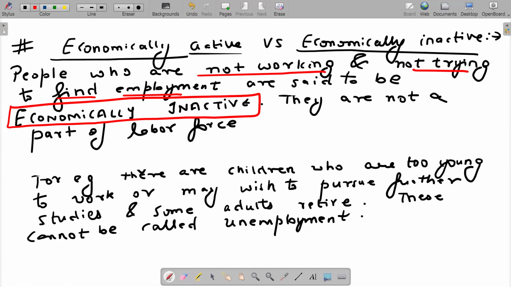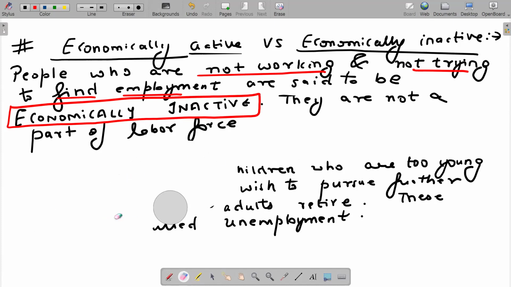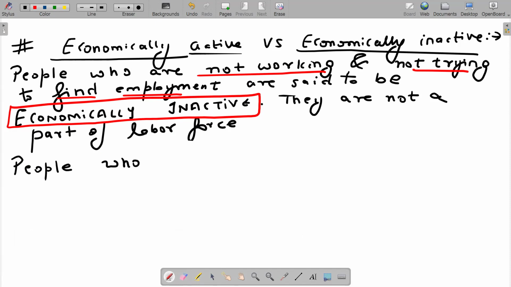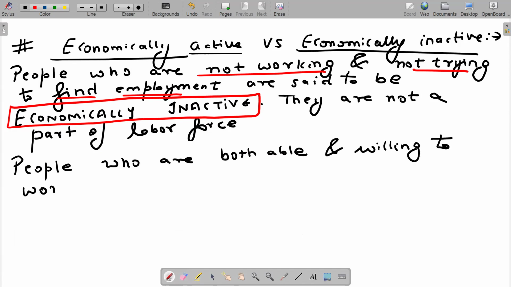Okay, so if I erase this portion, people who are both able and willing to work, whether employed or unemployed.